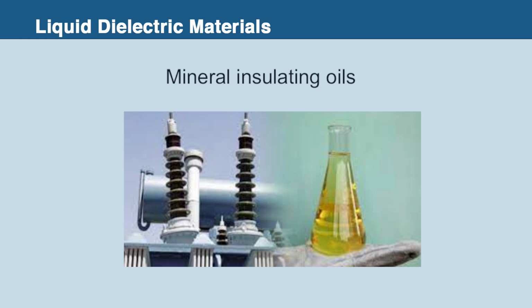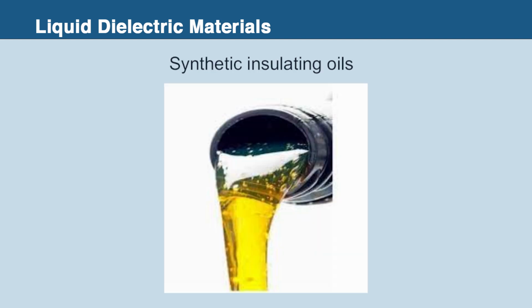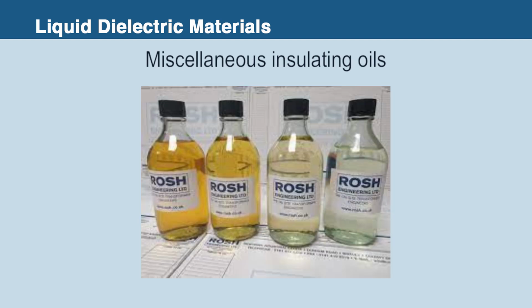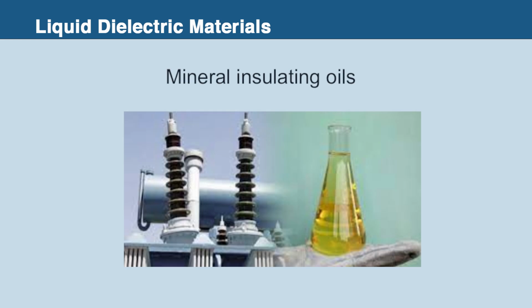What is liquid dielectric material? They are also classified in three types. First one is mineral insulating oil, second synthetic insulating oils and third one is miscellaneous insulating oils. Mineral insulating oils, meaning transformer oil, capacitor oil and cable oil, are said to be mineral insulating oils. They are directly obtained from crude petroleum by distillation. They are used as coolant in transformers and capacitors.